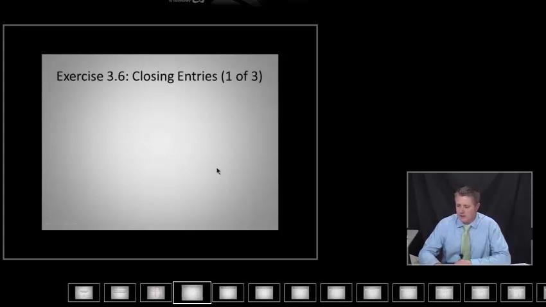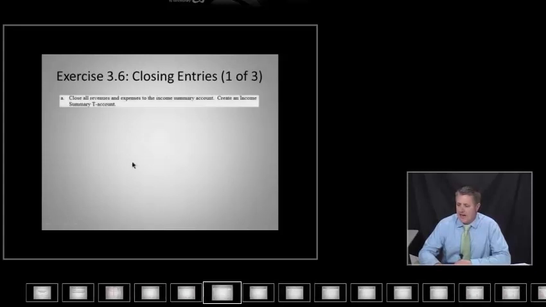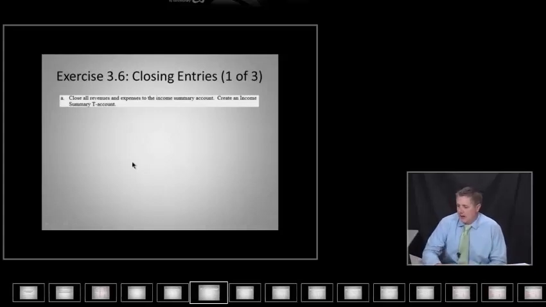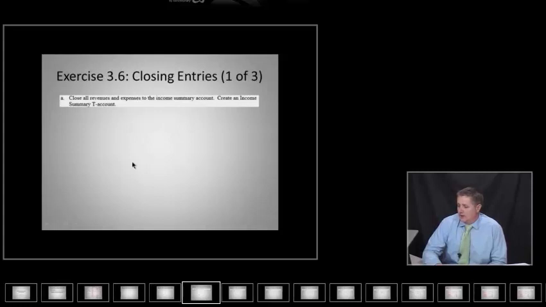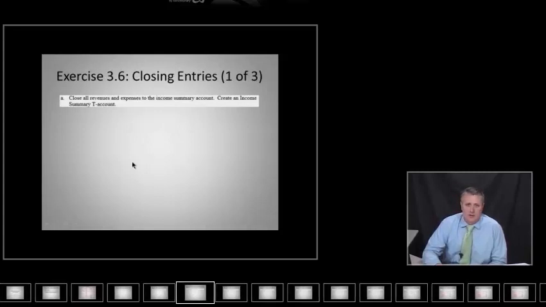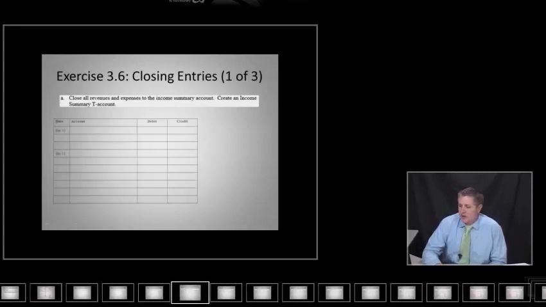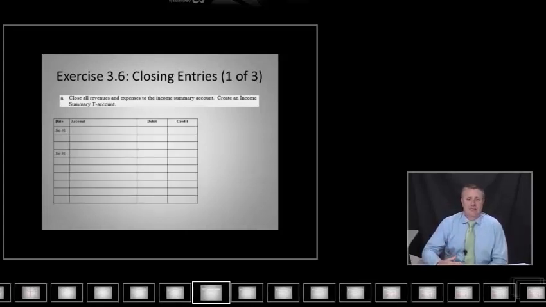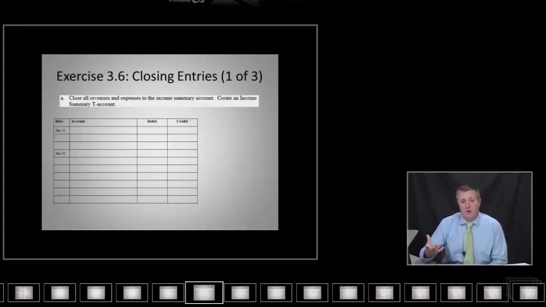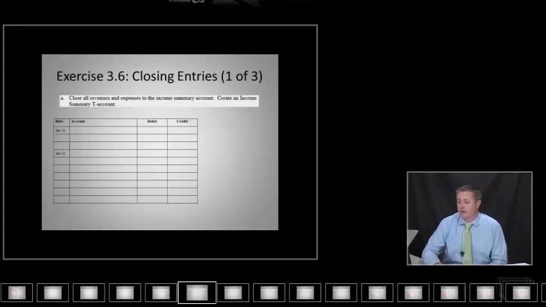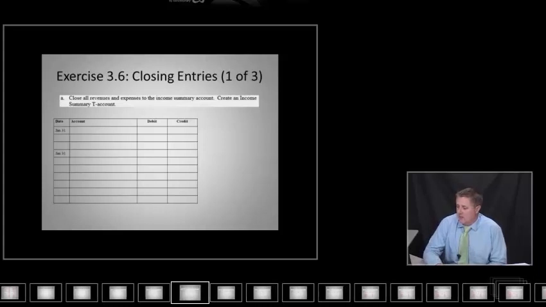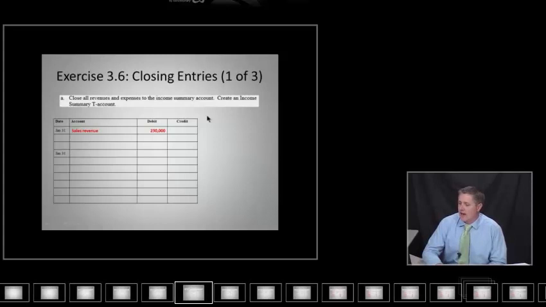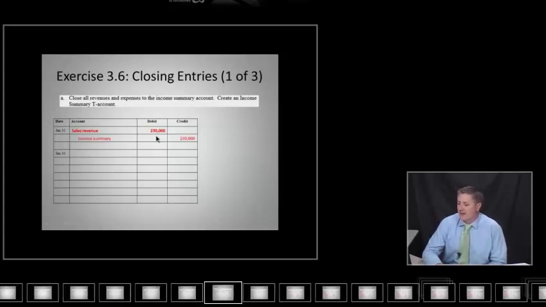to closing entries. The first, part A, asks us to close all revenue and expenses to the income summary account, and it also asks us to create an income summary T account. So what we're basically doing when we close the revenue and expenses is, for example, revenues have a normal credit balance, so we would need to debit our sales revenue account by the amount of its balance to zero it out. Since it has a normal credit balance, to close it, we are going to debit it.